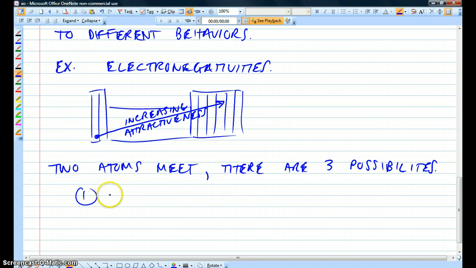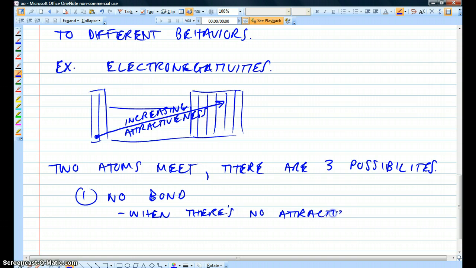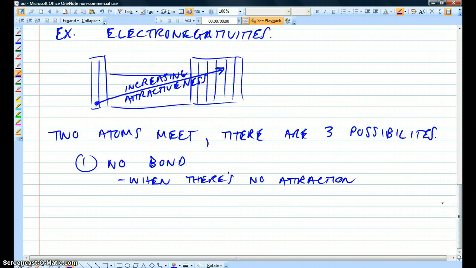First, there may be no bond. Okay, so the atoms may not form a bond. They may not have any tendency to form a bond. This is when there's no attraction between them. And why would there be no attraction? There could be a couple of reasons for that.